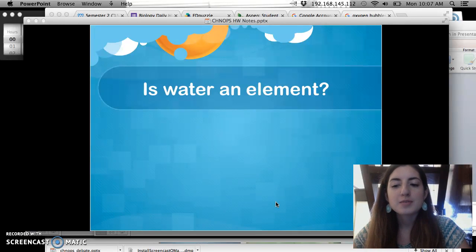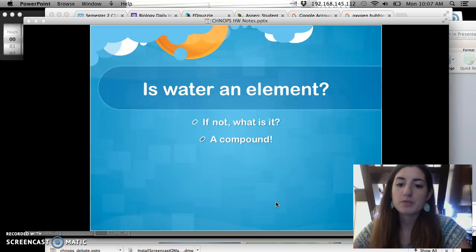People always ask, is water an element? And the answer is, no, it's not. It's a compound. What's a compound? It's like when you put 2 things together, right?